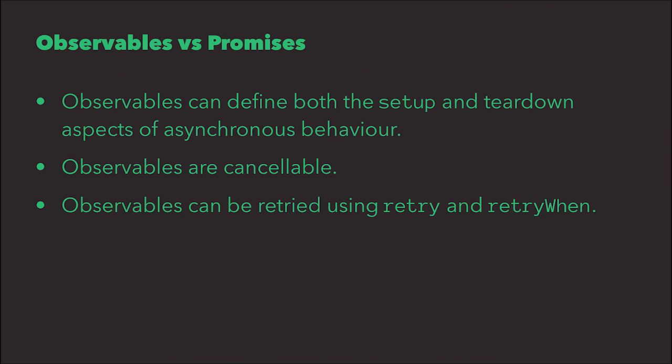There's an important thing to note, which is the difference between promises and observables. The most important one is that observables can be cancelled. Also, with observables, you can define both the setup and teardown aspects of the asynchronous behavior. And of course, you can retry observables by using the retry and retryWhen operations.